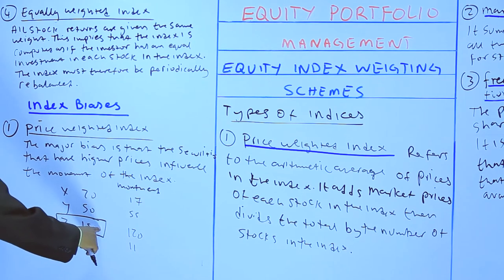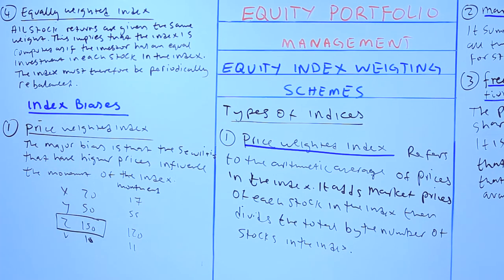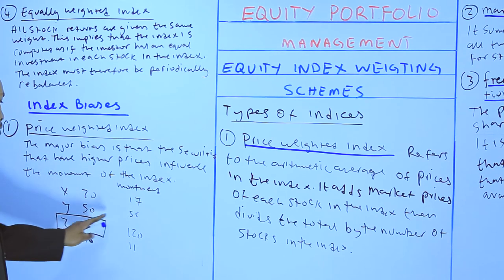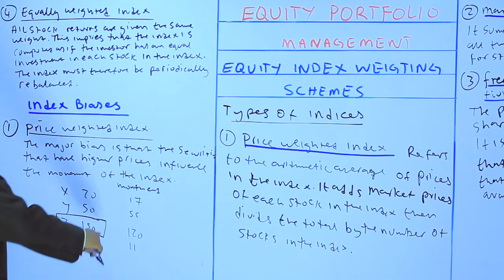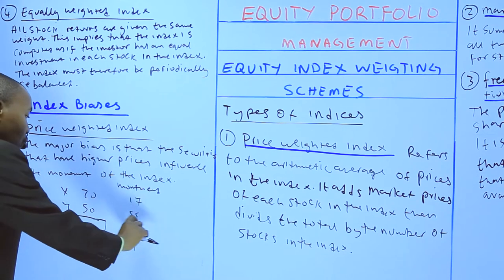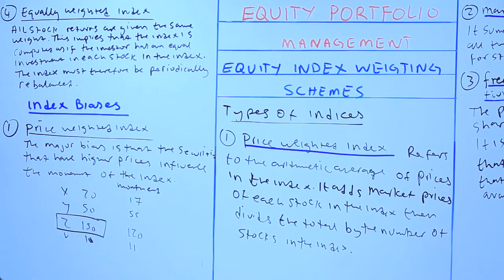So the index is going to move down generally, even if this stock moved up. Yes, you can see this one moved up from 50 to 55 at the end of the month. This one, because it has moved down to 120, is the one that is going to dictate the movement of the index. That is the major bias of a price-weighted index. Let's move on to the next one.